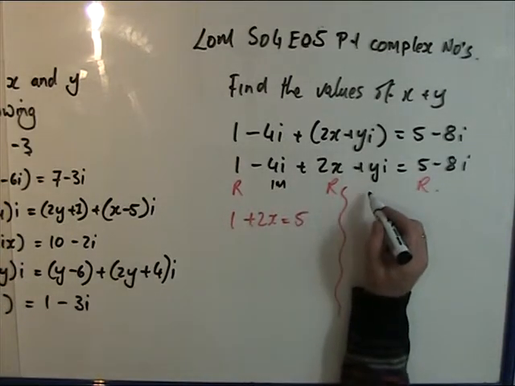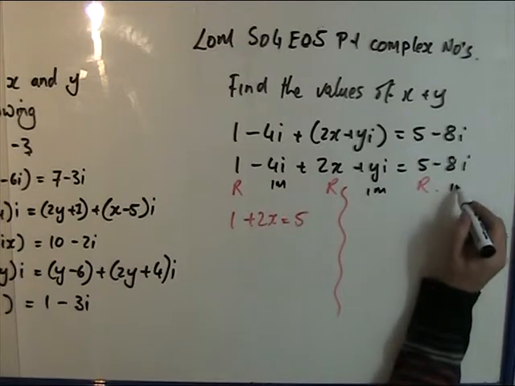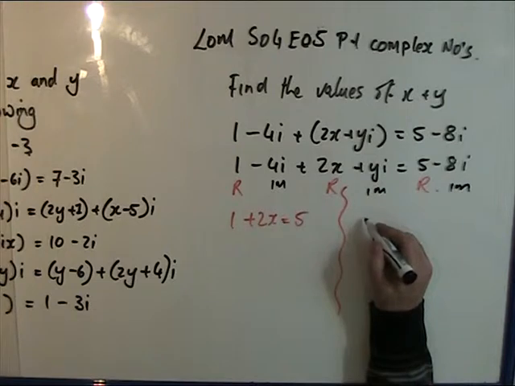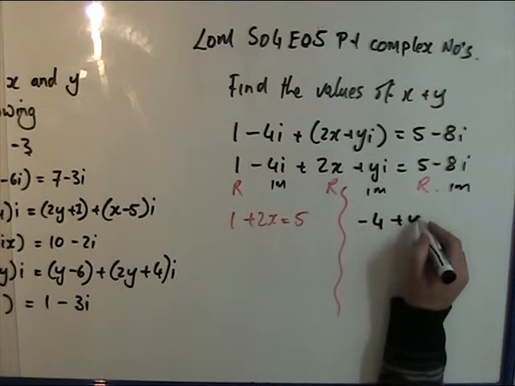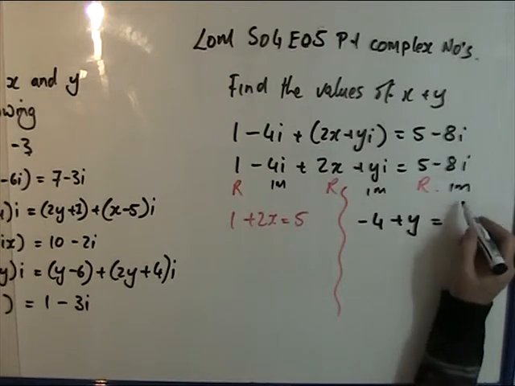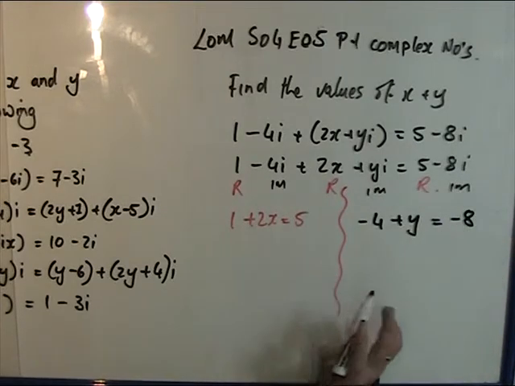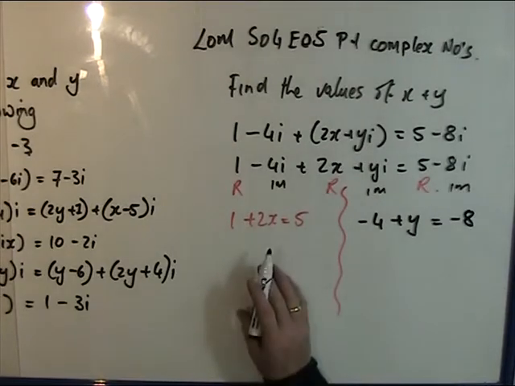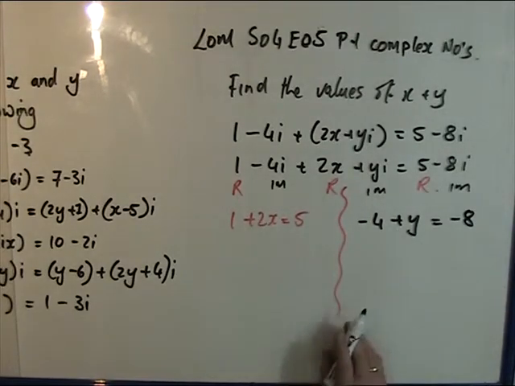Imaginary, imaginary. And I take out those terms without the i. So that's minus 4 plus y is equal to minus 8. So I've got two equations here. I've separated the real parts and the imaginary parts. And then I just solve my equations.